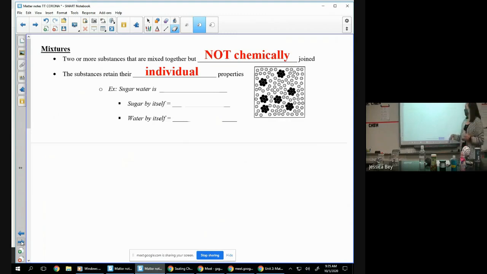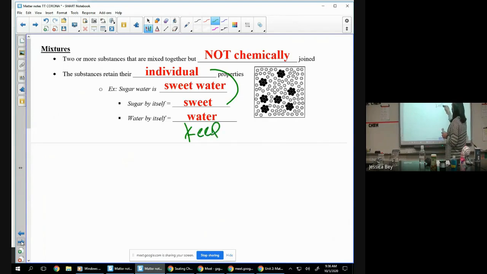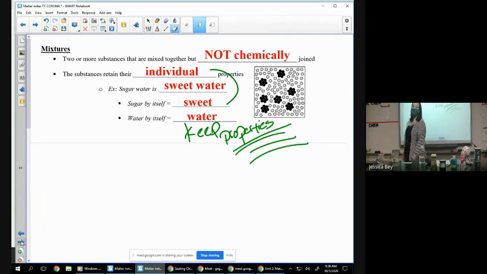Substances retain, so again, sugar water or salt water. Sugar water is sweet water. Sugar by itself is sweet. Water by itself is water. You're putting them together. They keep their properties. Okay, when you have a mixture, everything keeps its own properties. All right, let's break it down into the two types on the next page, and then I have a little practice for you for your microscopic breakdown.